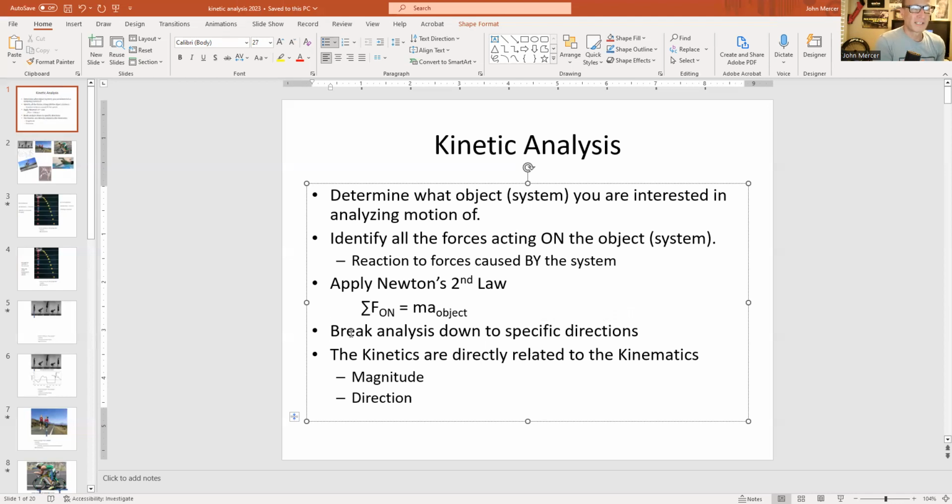And realize that the kinetics, the forces causing motion, are directly related to kinematics, the study of motion without concern of the forces. The magnitude and the direction of the forces will influence the magnitude and direction of the acceleration vector because of F equals ma.